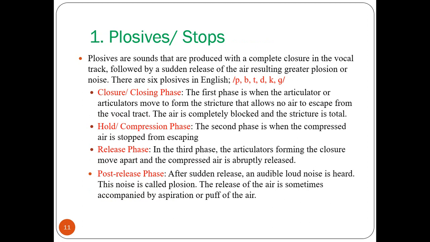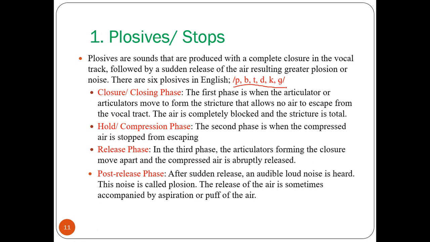The first thing is plosives, or sometimes we call them stops. Different phoneticians have different terms to refer to such sounds or phenomena. So why do we call them plosives? Because we have greater plosion here during the production of these speech sounds. We have 6 different sounds in English, 3 pairs, 6 sounds.